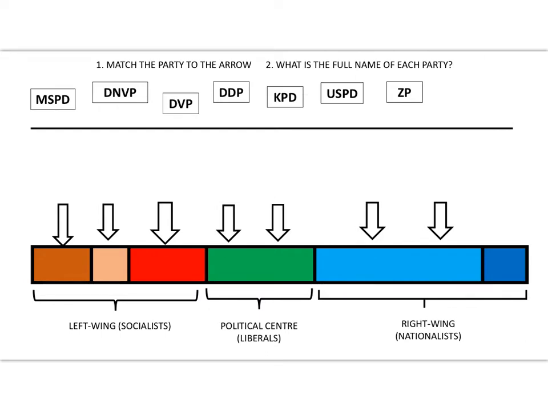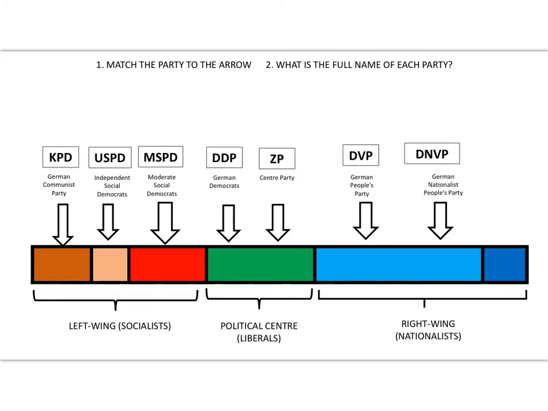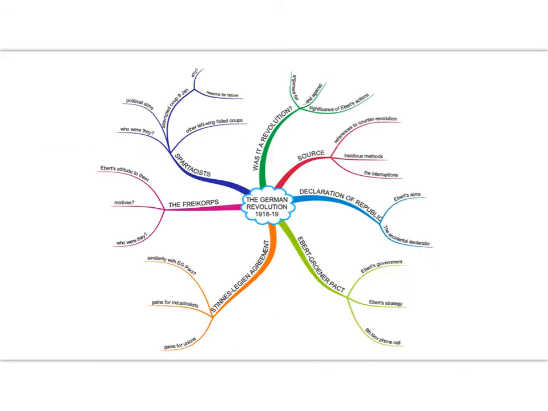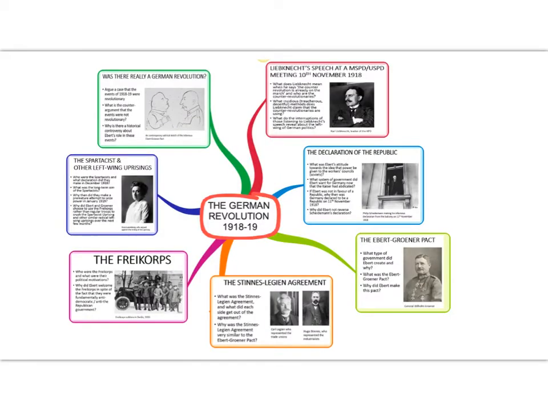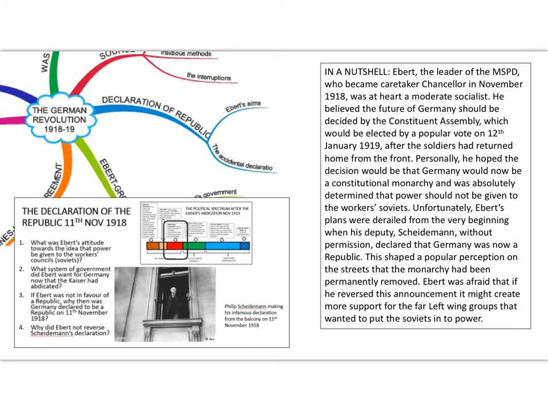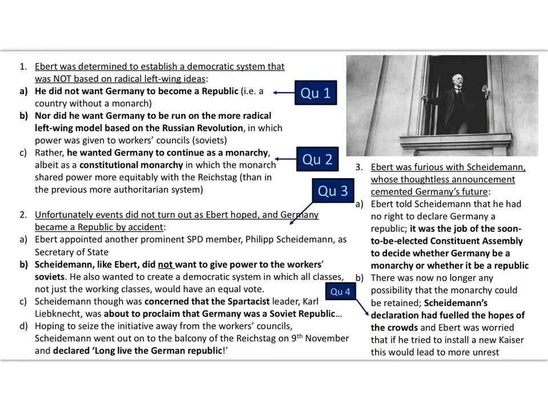So we did a little knowledge recall. There were the answers to it, placing the parties in the spectrum, and then we began the lesson. What we covered yesterday was the Declaration of the Republic, the Ebert-Groener Pact, the Stinnes-Legien Agreement, the Freikorps, and the Spartacists. Those are the areas we covered. So, key questions to test your understanding: in a nutshell, the Declaration of the Republic.